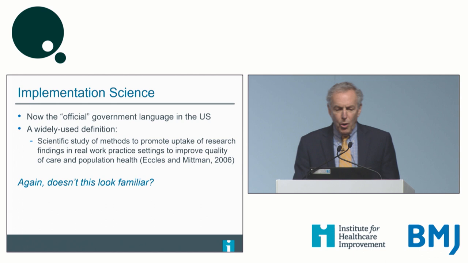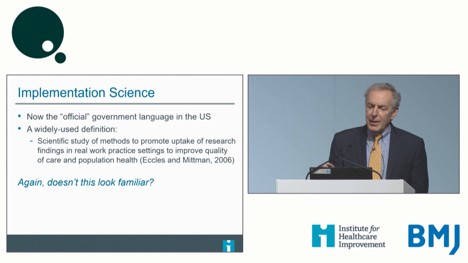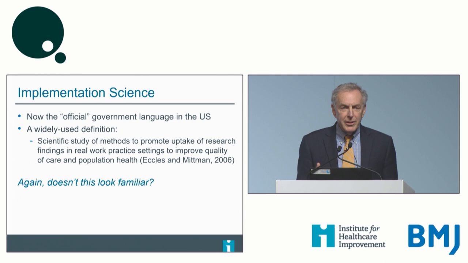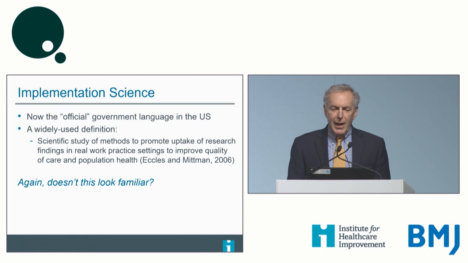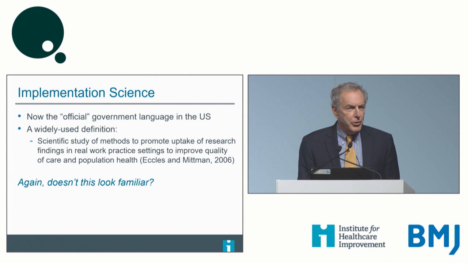I've given you one widely used definition. There are many of these, but again, it ought to look familiar. We're trying to promote the uptake of research or evidence in real work settings to improve quality of care and population health. If we put cost in there, it would basically be the triple aim. So again, very similar to what we're trying to do. This is really an emerging field.